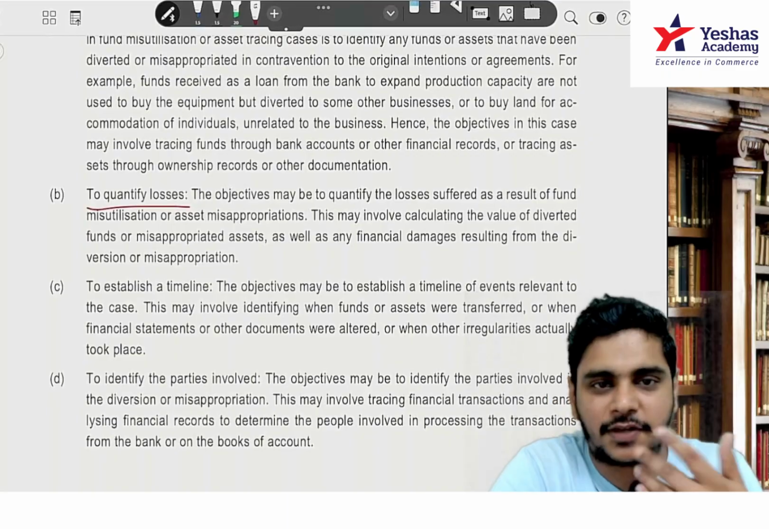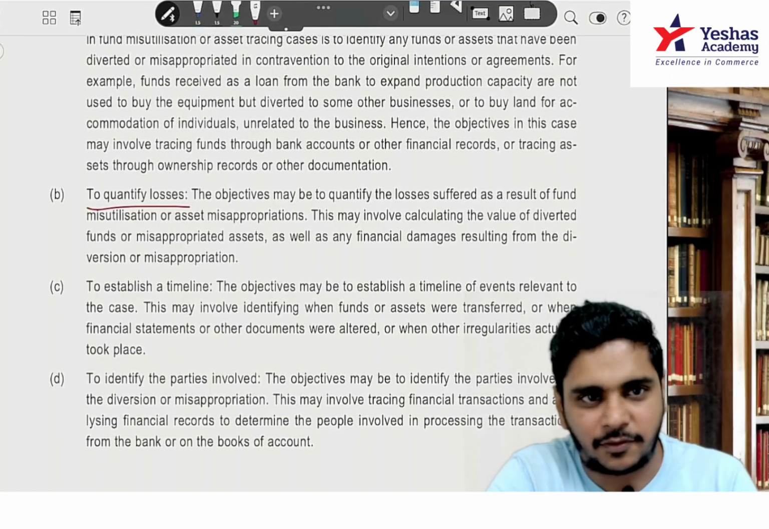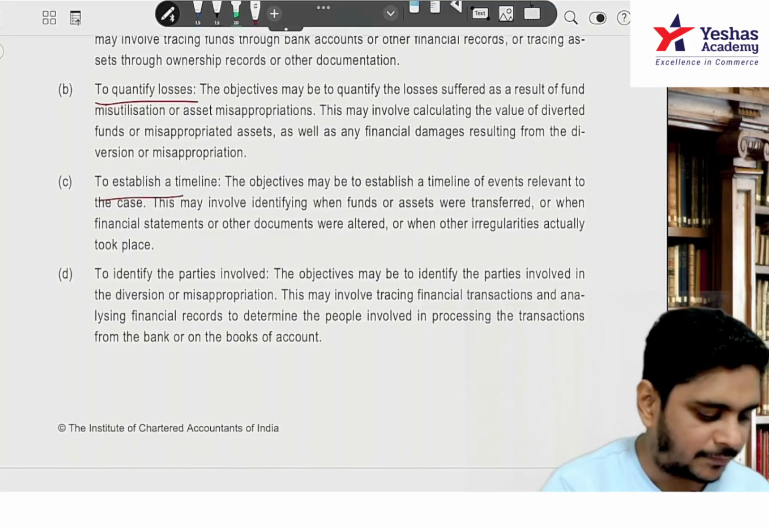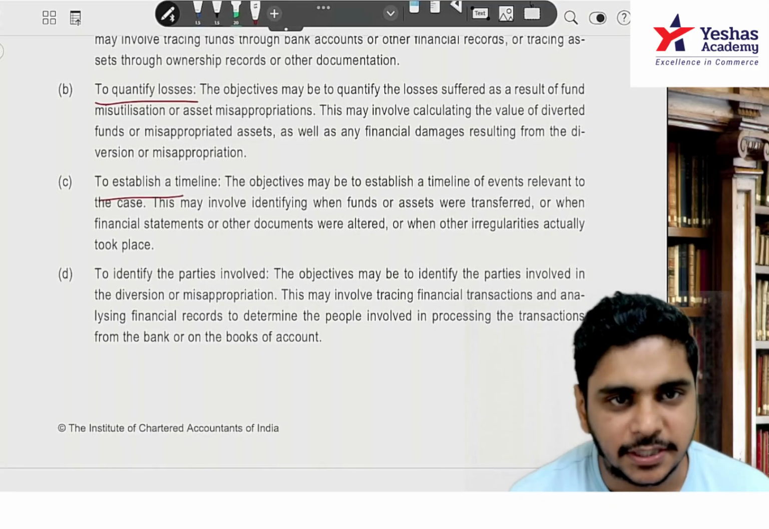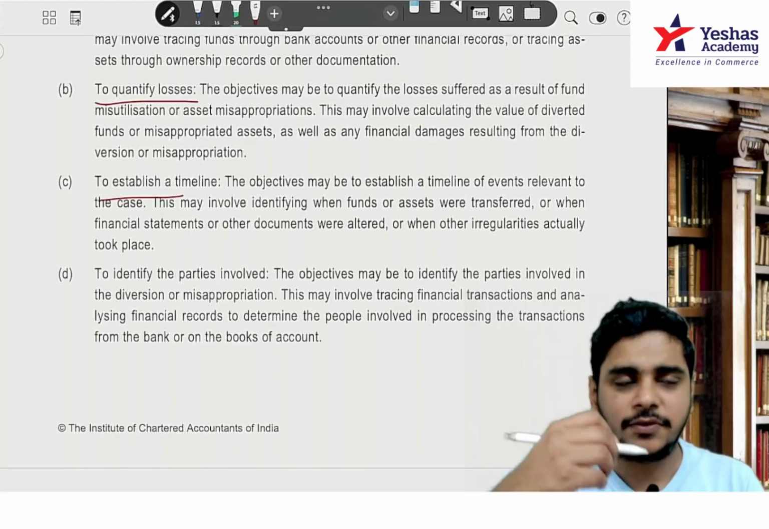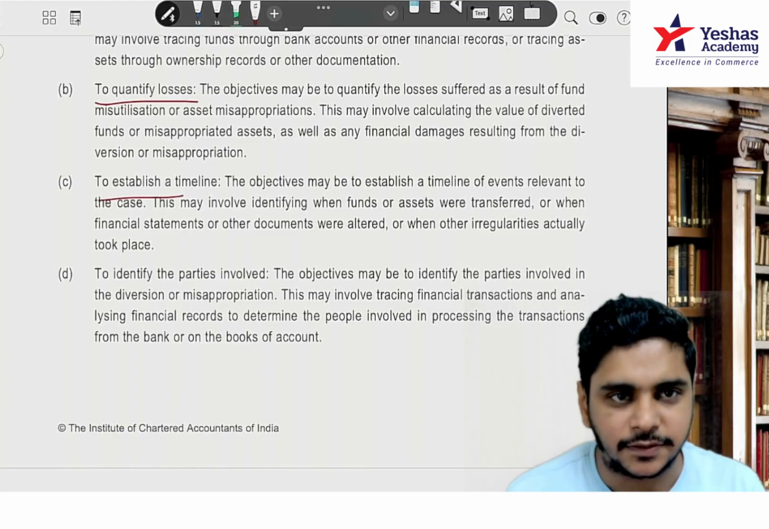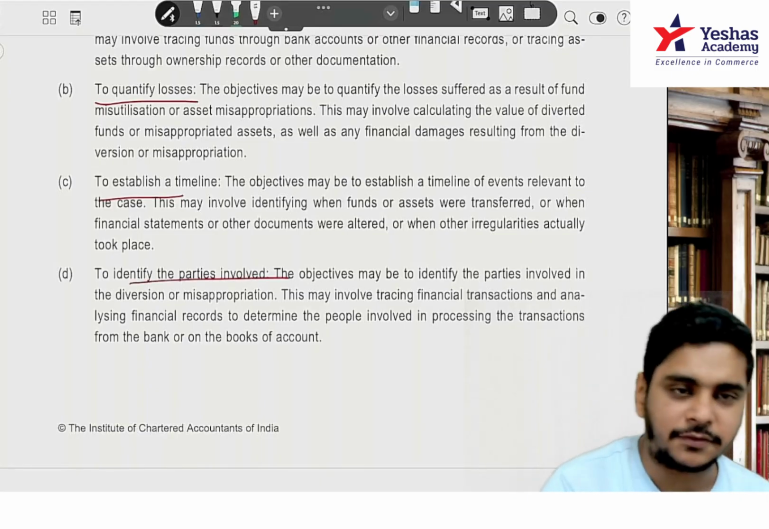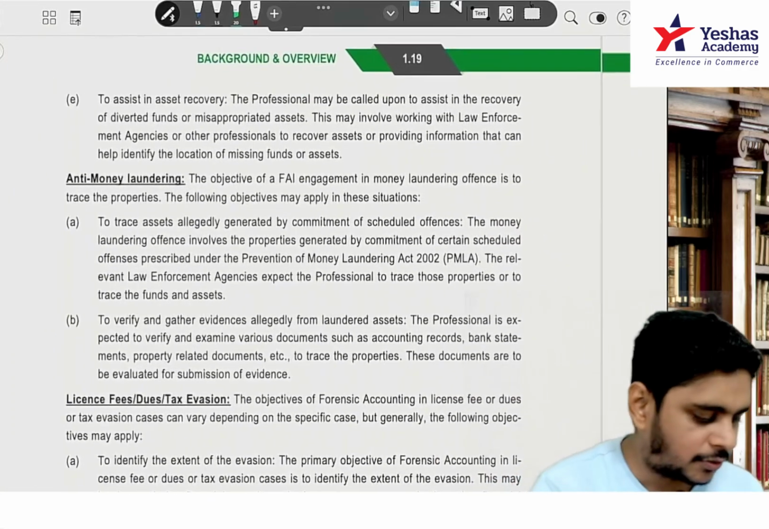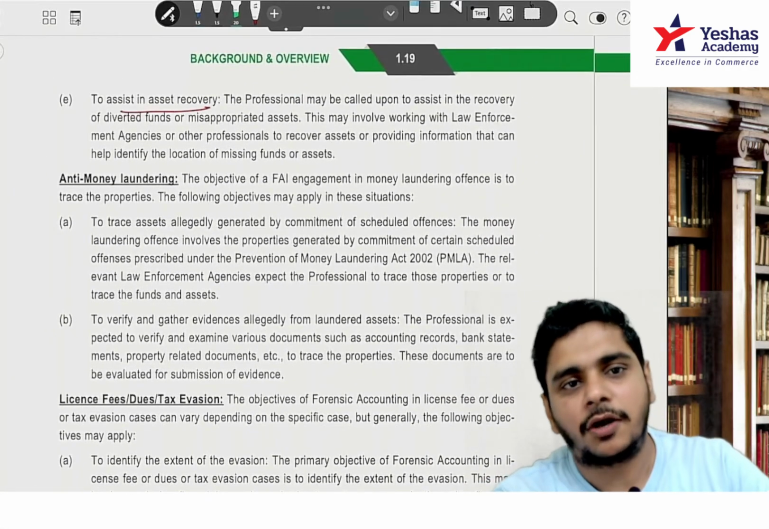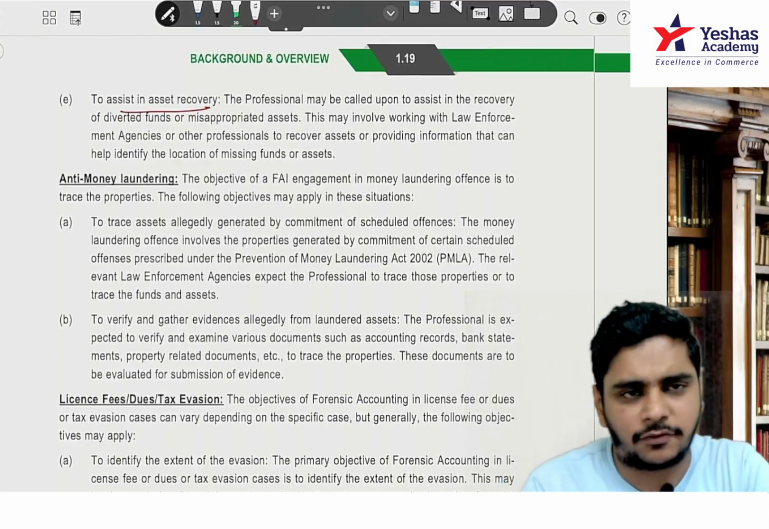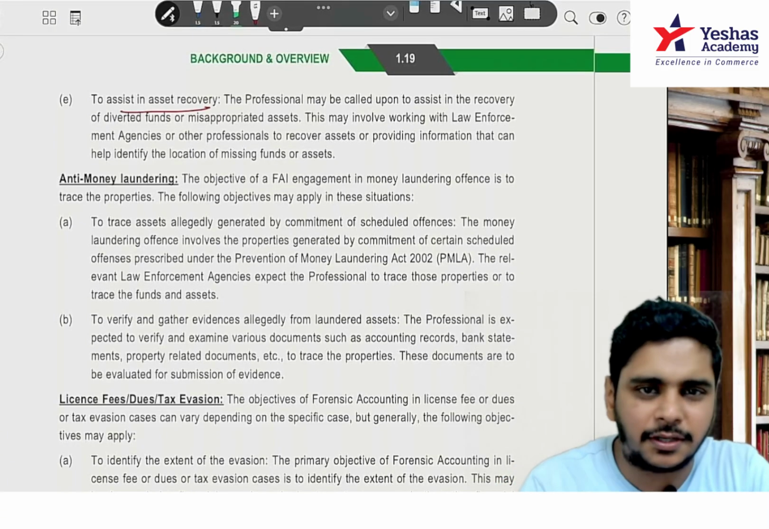So they will say we have suffered a loss. Then they will take more money from the government. To establish a timeline. The objective may be to establish a timeline of events relevant to the case. This may involve when funds or assets were transferred, when the financial statements and other documents were altered. So the forensic professional, the accountant, will try to create this timeline, to identify the parties involved, whoever was involved. And to assist in asset recovery. So now if they have misutilized the money, the forensic professional will help the government or the banker to recover the asset.